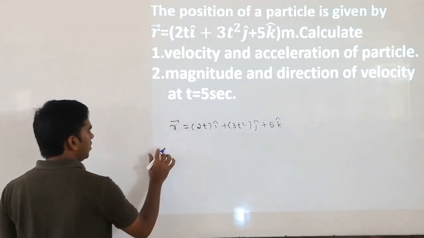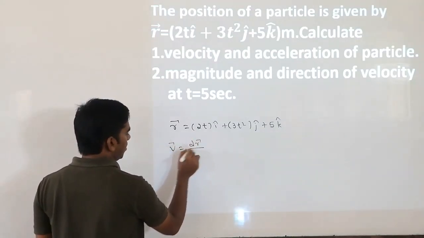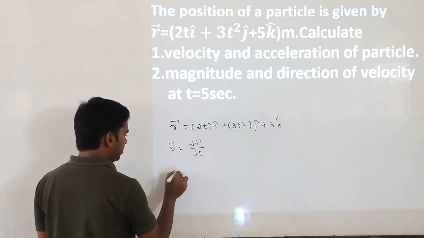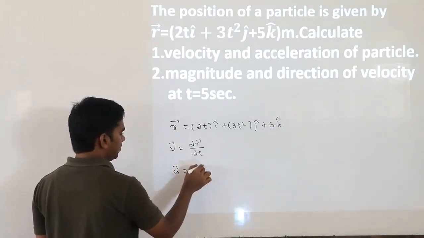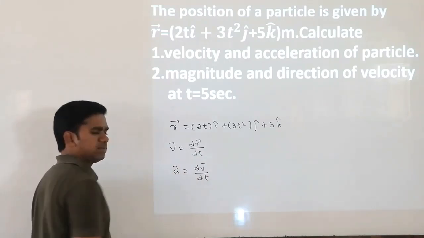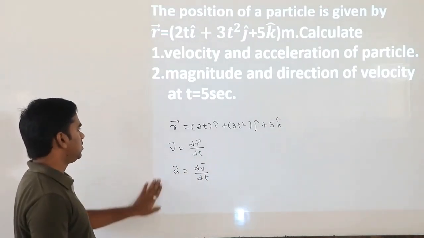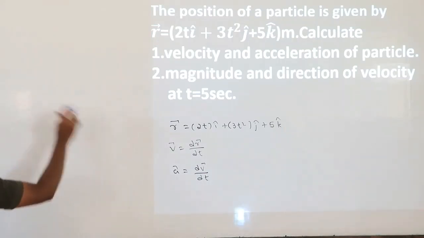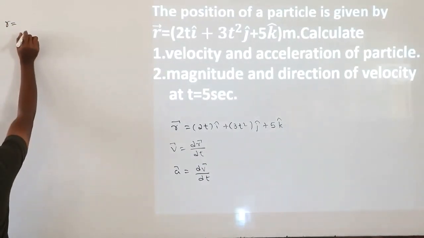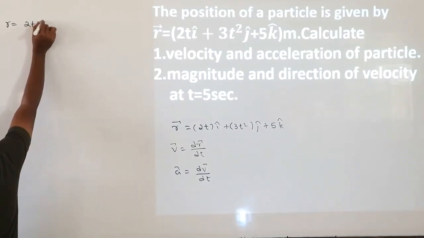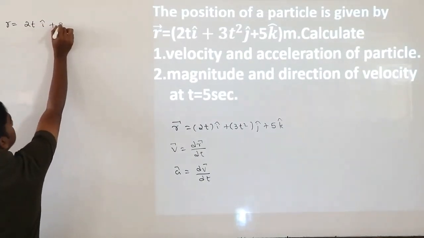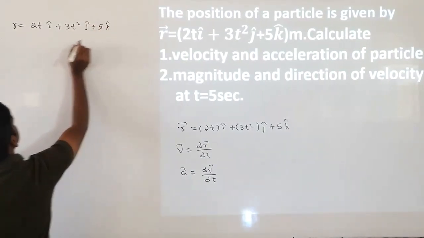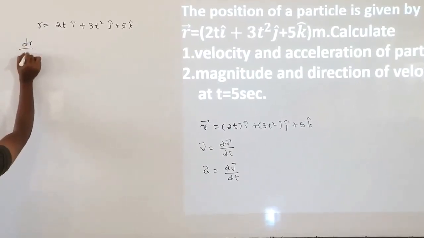How can you calculate them? We know that velocity equals dr by dt. Differentiate this displacement vector one time. Acceleration is what? You differentiate the velocity vector, and you will get the acceleration. So these two things we have to find. First, to differentiate r: r equals 2t i cap plus 3t square j cap plus 5 k cap. So dr by dt, differentiate r with respect to t.